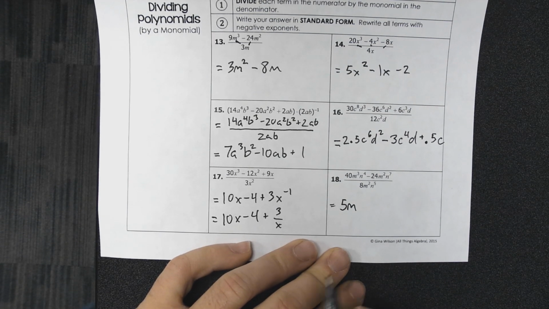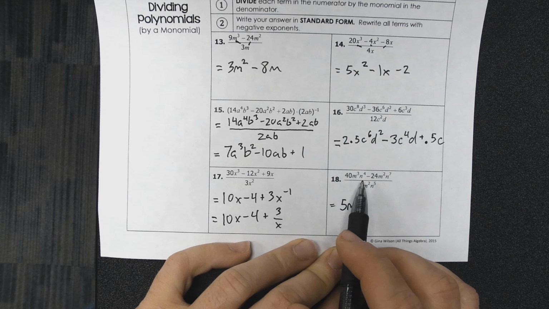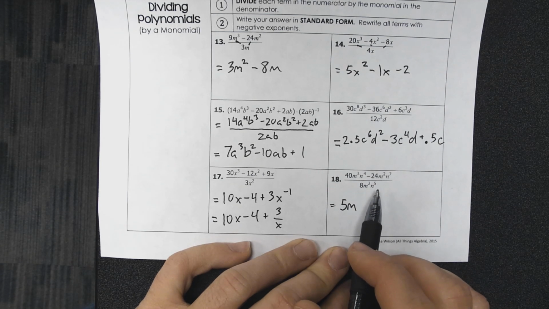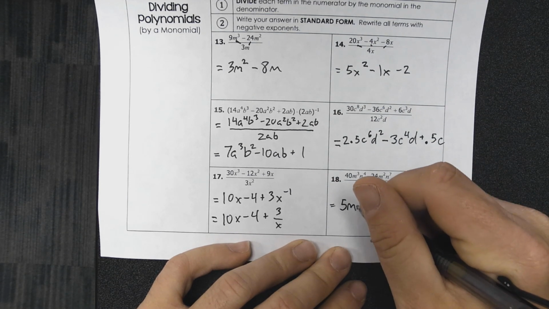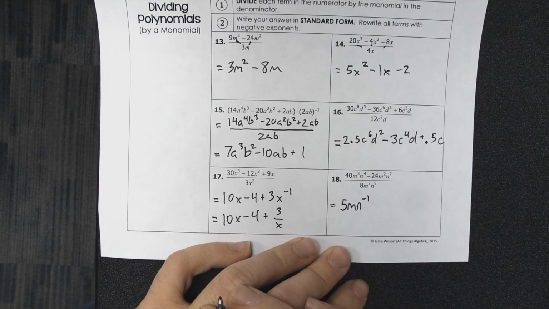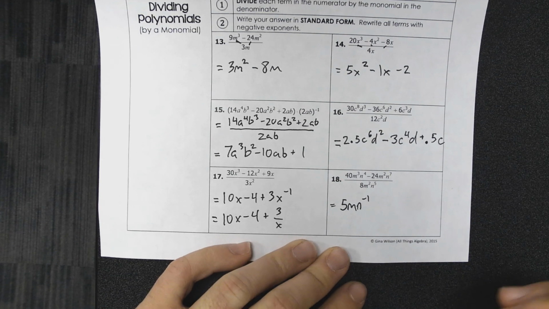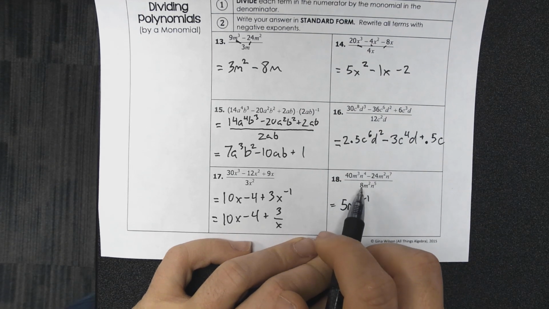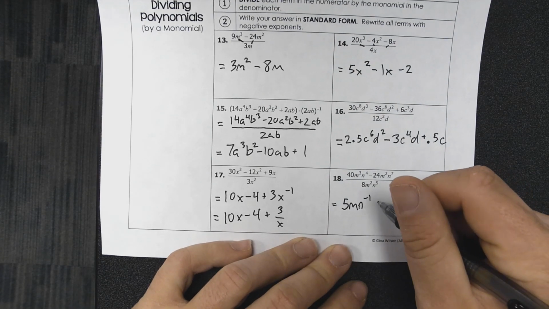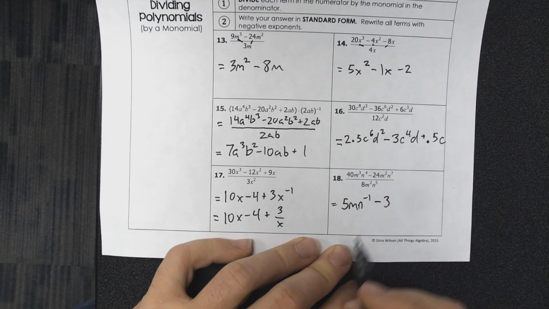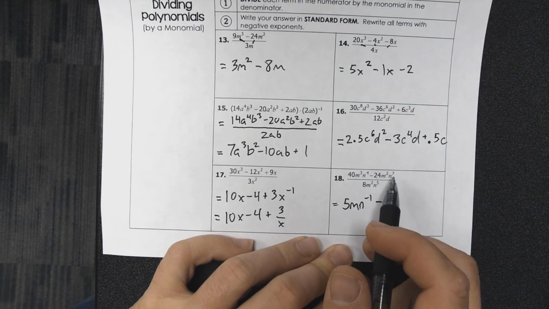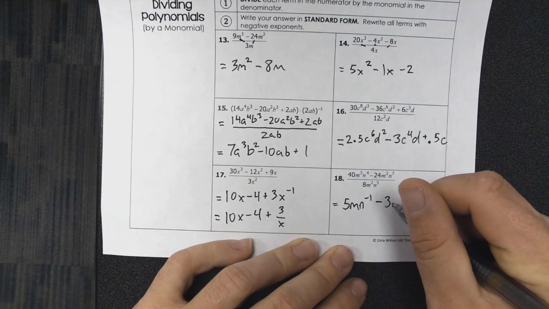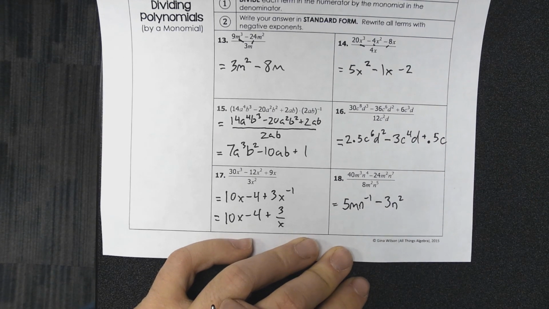Now, something interesting is going to happen here. I got n to the fourth divided by n to the fifth. So if I subtract the powers, 4 minus 5, I will get n raised to the negative 1, subtracting those powers. We'll take care of that negative exponent in a little bit. Going to the next term, 24 divided by 8 is 3. m squared divided by m squared is m to the 0, which cancels out. n to the 7 divided by n to the 5, 7 minus 5 is 2, subtracting the powers.